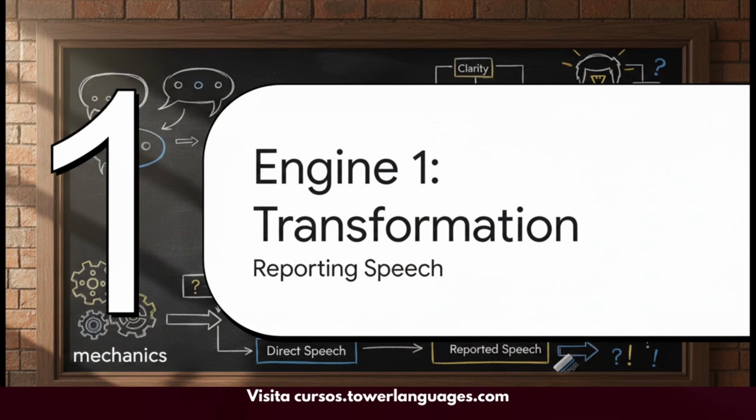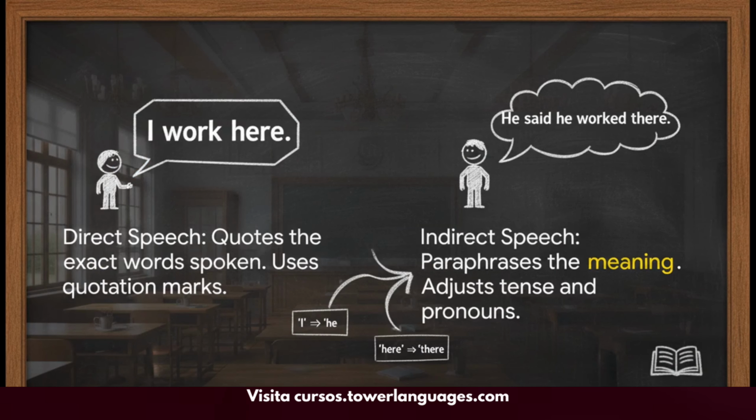So this first engine, it's all about reporting what other people have said. You know, this is a classic point of confusion for students. But when you teach the mechanics behind it, instead of just a list of rules, you can make it totally crystal clear for them. So the crucial difference you have to teach is between quoting someone directly, word for word, and reporting the meaning of what they said.